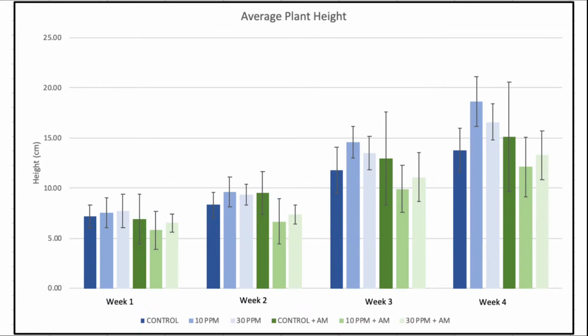The general trend showed that for plants without inoculant, tallest plants were in the 10 parts per million concentrations, and for plants with the inoculant, plants in the control group with no selenium concentration were the tallest.